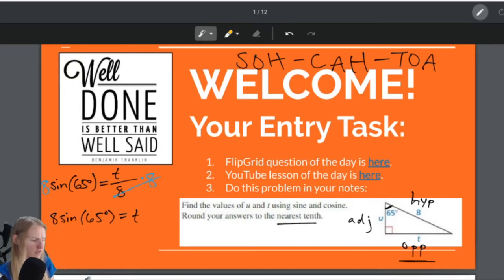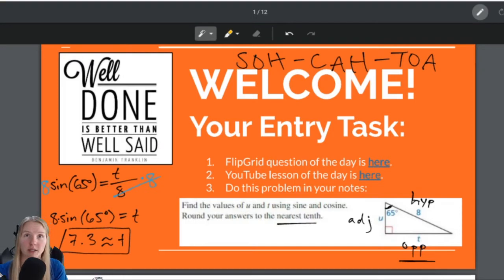What is that, you might ask? I do not know what the sine of 65 degrees is, but my calculator tells me that 8 times sine of 65 degrees is approximately 7.3, to the nearest tenth. And I use the squiggly equal sign to say approximately. Fantastic. We are running out of space, but that's okay, we'll do it here.